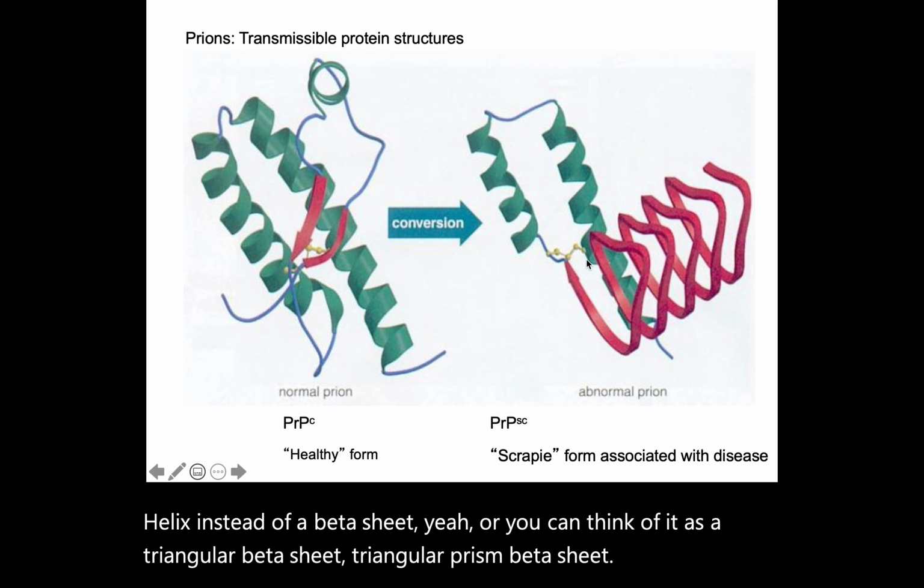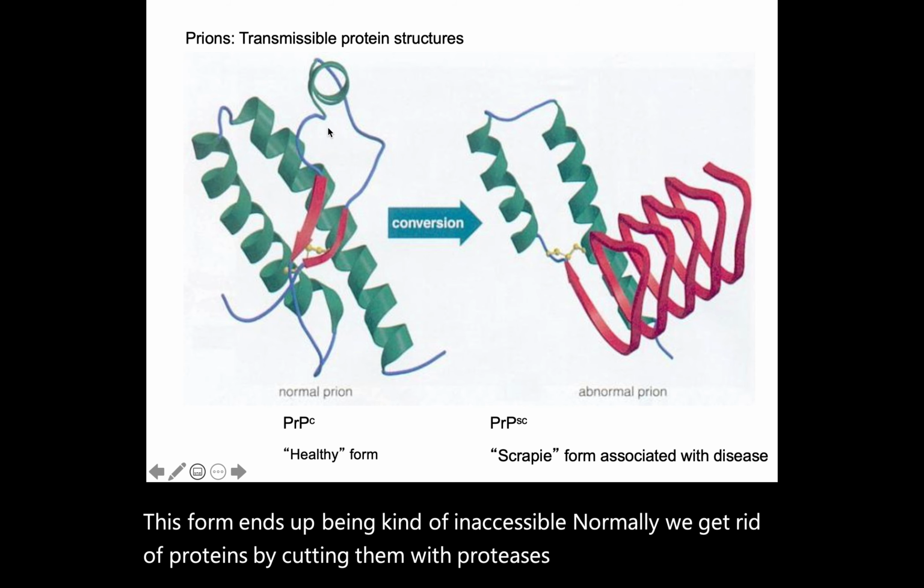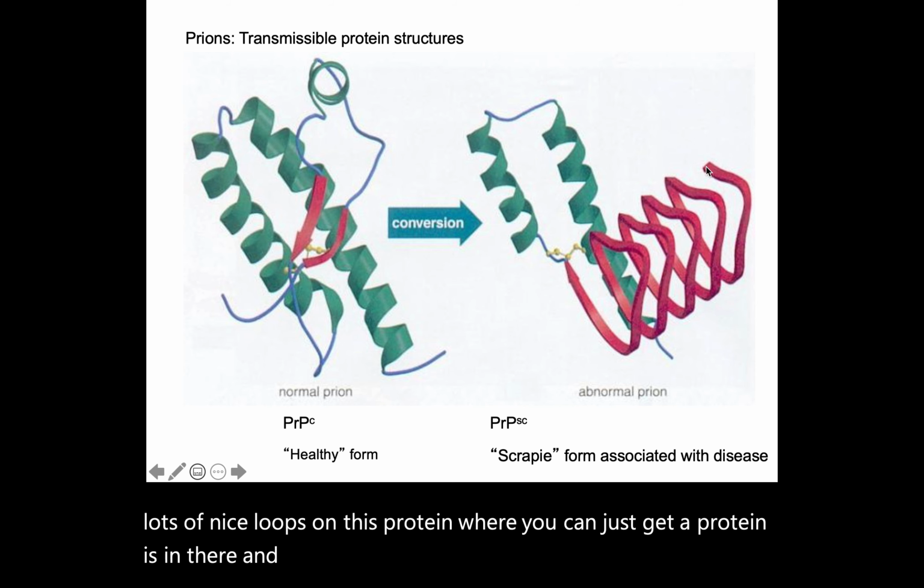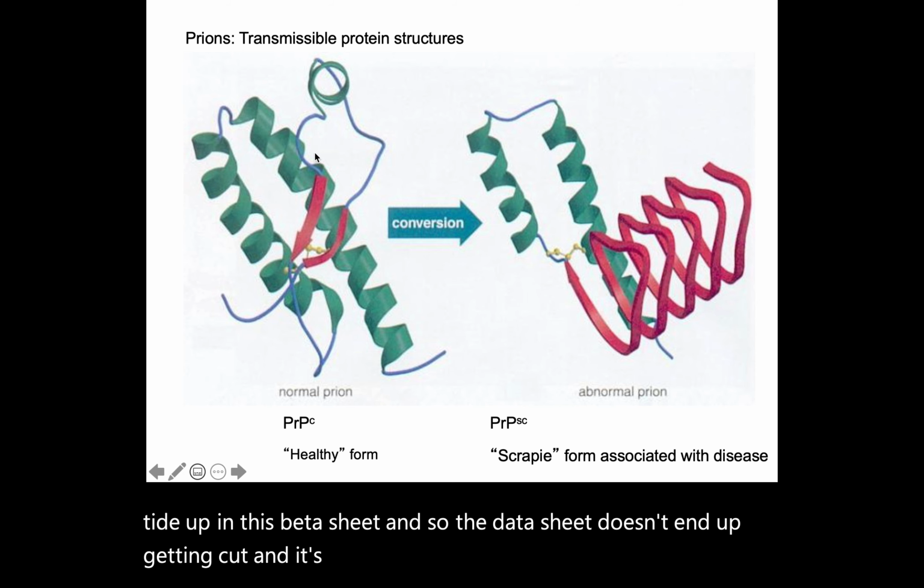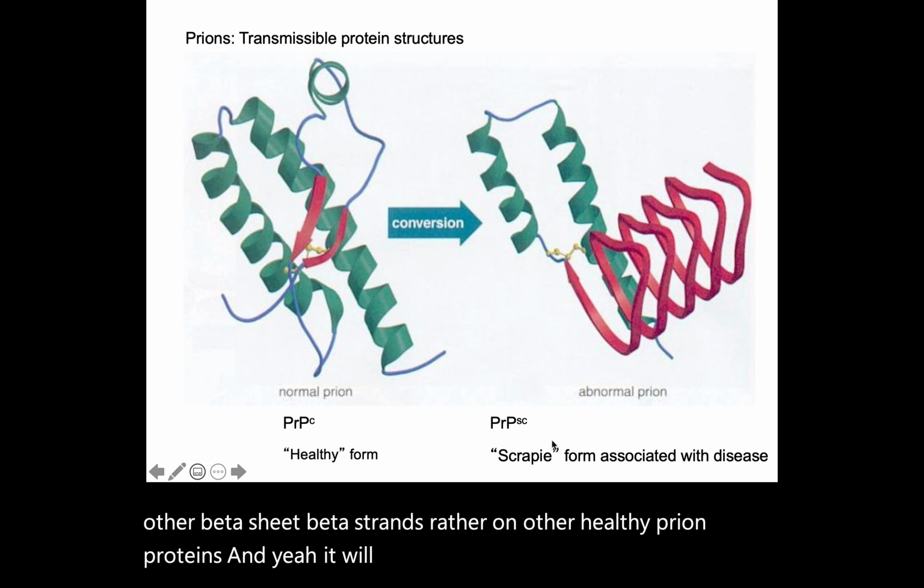This form ends up being kind of inaccessible. Normally we get rid of proteins by cutting them with proteases, but whereas you have lots of nice loops on this protein where you can just get a protease in there and cut it apart, in this one, most of those loops are tied up in this beta sheet. And so the beta sheet doesn't end up getting cut, and it's the beta sheet part that's going to interact with other beta strands, on other healthy prion proteins. And it will convert the cellular form into the scrapie form.